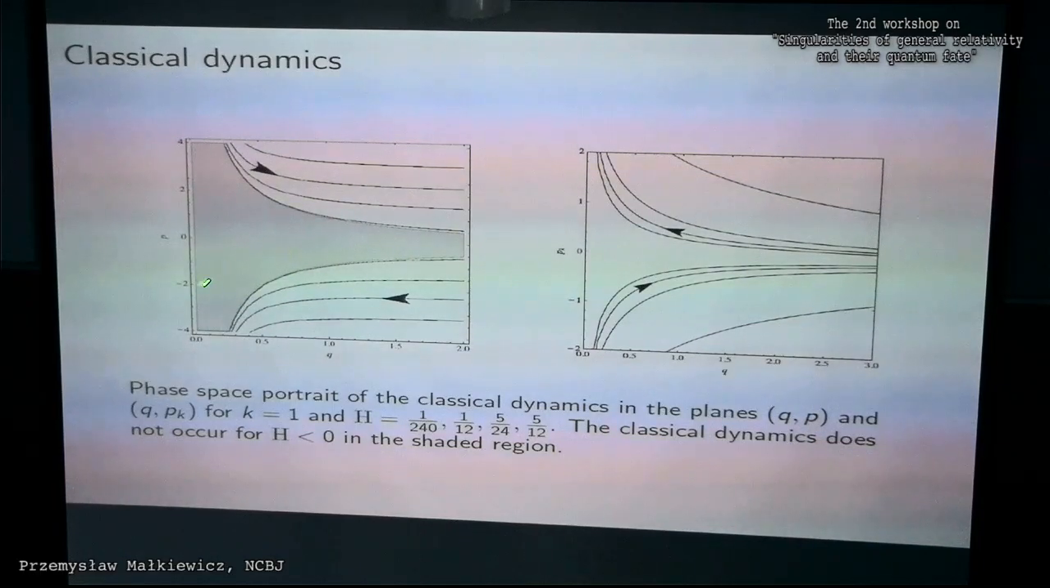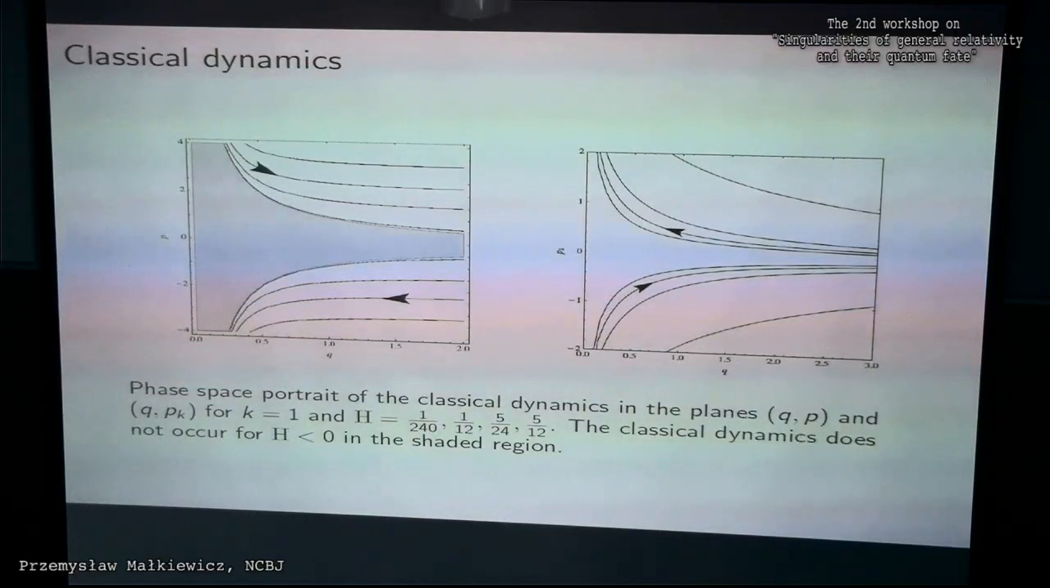In between, there is a region. It's a topological feature of the constraint surface. It doesn't depend on the parameterization. There is a region where classical dynamics doesn't occur. So, in a sense, we didn't fully deparameterize the model.